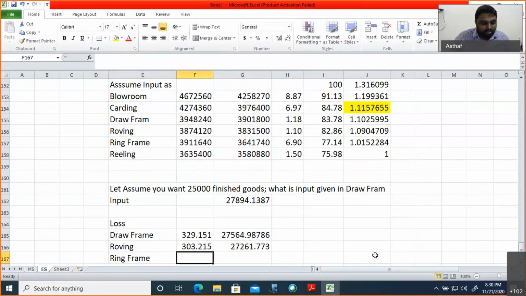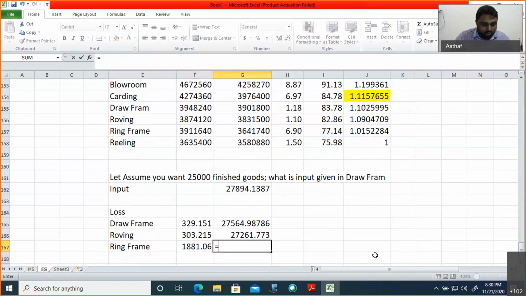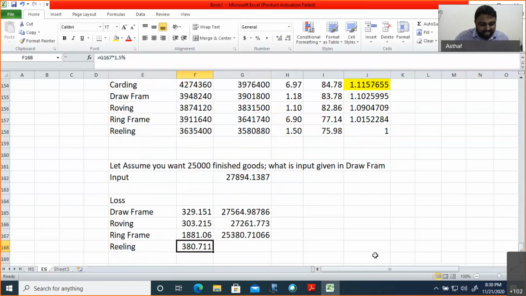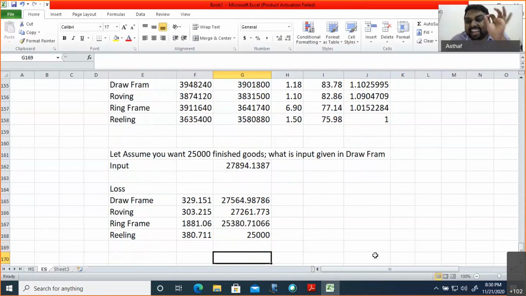I am just giving you the clarity. Ring frame, what is the loss? 6.9%. So what you will get? You got 25. Last, reeling. What is the reeling loss? 1.5%. See, look here. If you minus this, you are getting exactly 25. That means if you want 25, what is the input you have to give?